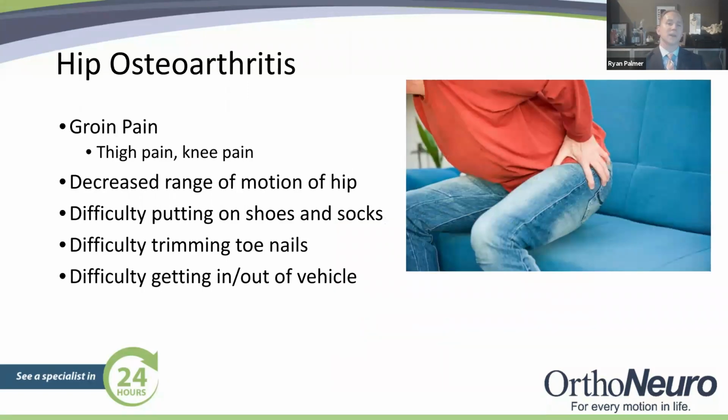Hip osteoarthritis, as mentioned before, typically causes groin pain, an association with anterior thigh pain, and even every once in a while it will skip the groin and skip the front of the thigh and present as anterior knee pain. It always presents with a decrease in range of motion of the hip joint with internal and external rotation.